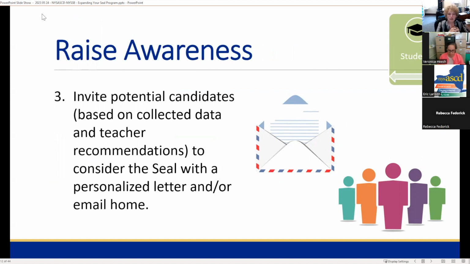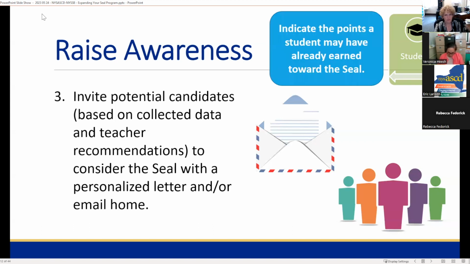And so you might collect some data as well as teacher recommendations for students who would be candidates for the seal. And we would recommend that you send home a personalized letter that you can do through mail merge. And you can also do this via email to all potential seal candidates, letting them know about the program and that they are well suited for it. You may also consider indicating on this letter the points that a student may have already earned towards the seal to leverage that motivation to pursue this award.